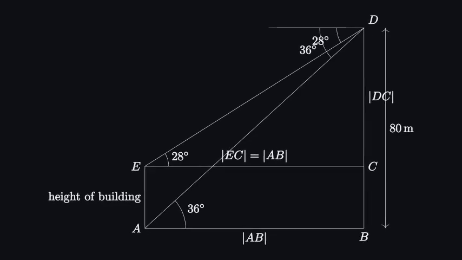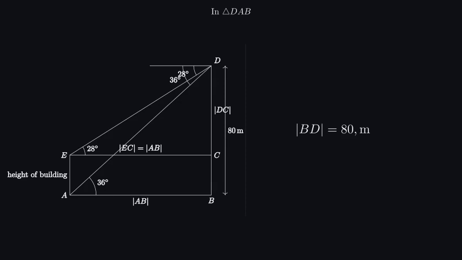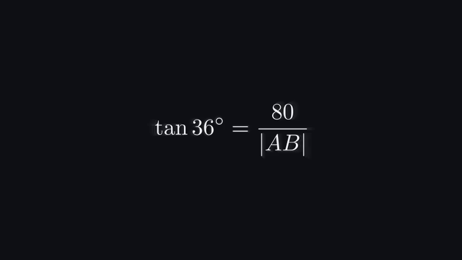This is the completed diagram. Now we can calculate the height of the building. We first use triangle DAB to find the horizontal distance, length of AB. In triangle DAB, the tower height, length of BD equals 80 m, is opposite the angle, 36 degrees, and the length of AB is adjacent to the angle. So we use tangent. Using the tangent ratio, we write tan of 36 degrees equals 80 over length of AB. So the horizontal distance between the building and the tower is approximately 110.1117 m.